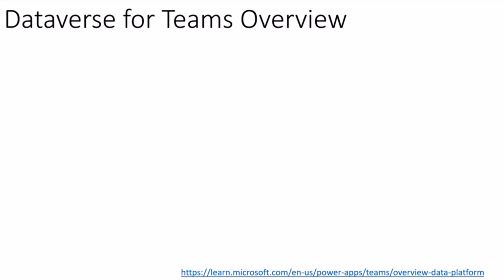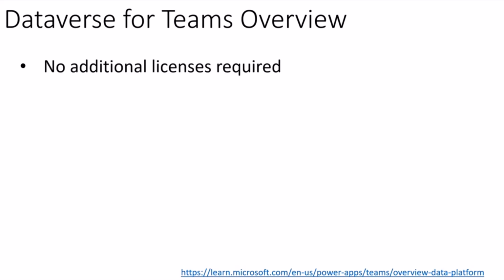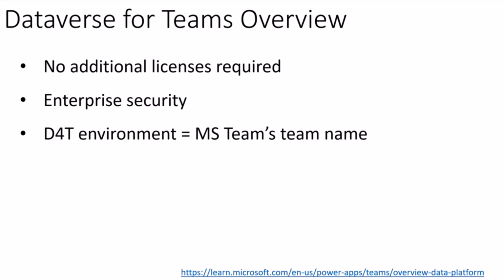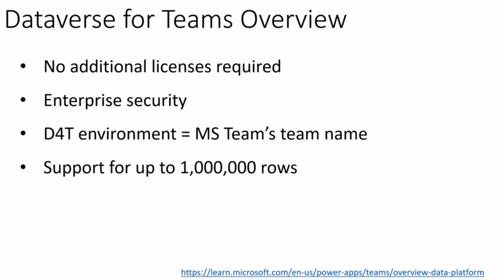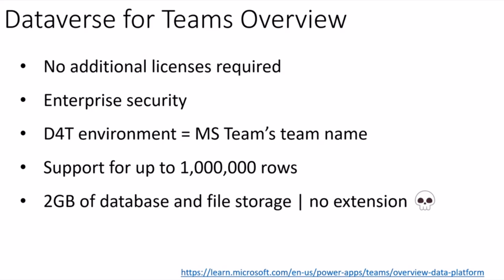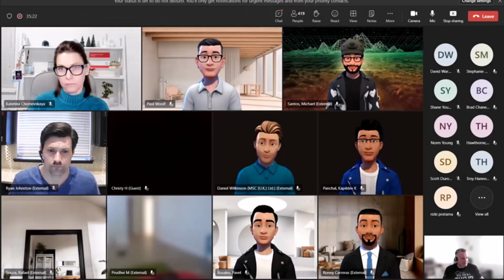But before going to a demo, let's talk about the overview of Dataverse for Teams. It's no additional license required. If you have Microsoft 365, you have it. Enterprise security, which is very important, compared with the Excel file that we just saw. Dataverse for Teams environment is the Microsoft Teams team name. It has support for 1 million rows, and it has 2 gigabytes of database and file storage with no extension. But the good news is that you can upgrade to Dataverse. So let's switch then to a demo. Let me show you.